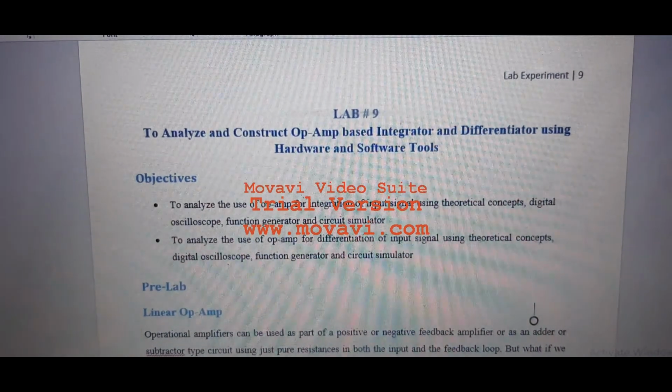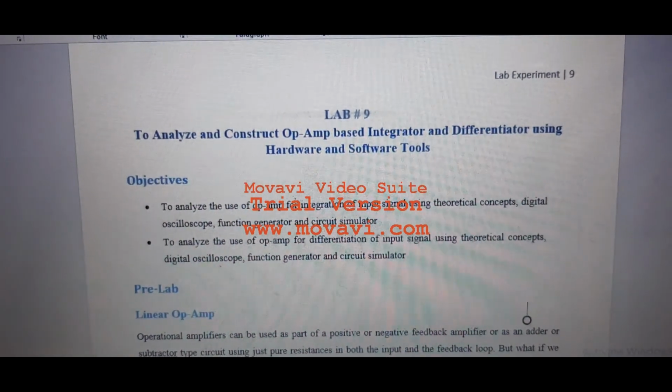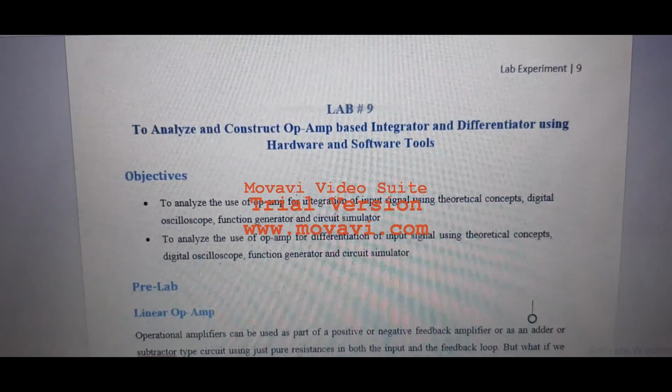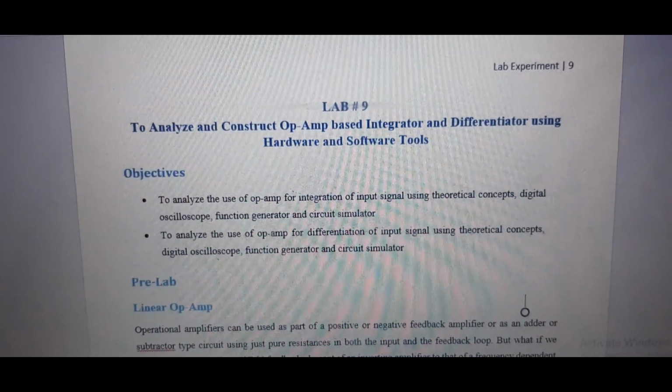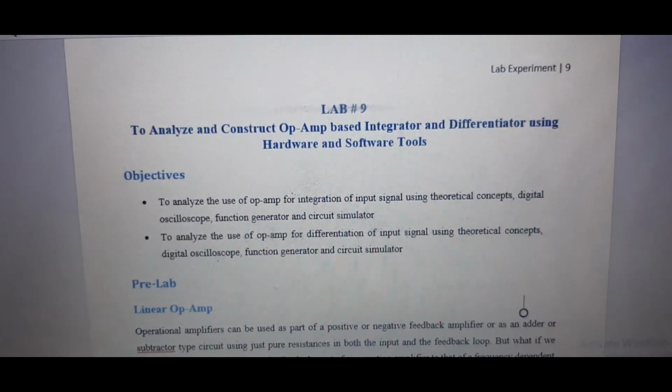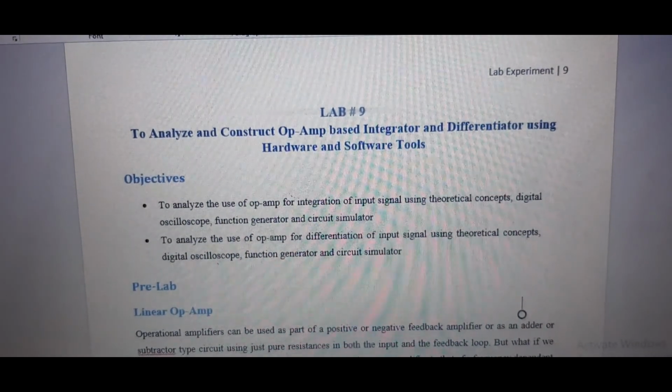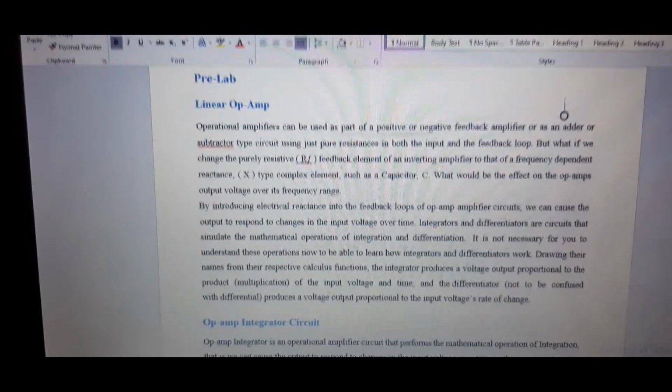The lab is about the construction and analysis of the op-amp-based integrator and differentiator. The purpose of this lab is to familiarize you with integration and differentiation, and to show you that they can be made using the op-amp circuit.